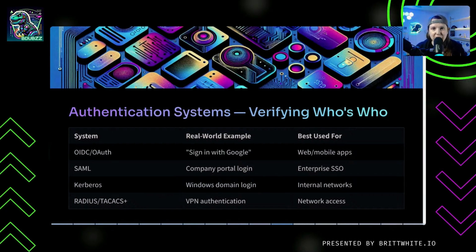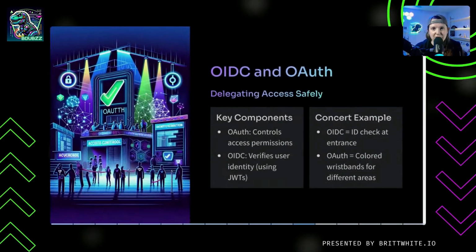Let's begin with the familiar example, the OAuth process you use when signing into an app with your Google account. We're looking at OIDC and OAuth, two powerful tools that work together to keep your online identity secure. Imagine you've just downloaded a new fitness app that wants to sync with your Google Calendar. This is a common scenario that illustrates how these systems work together.